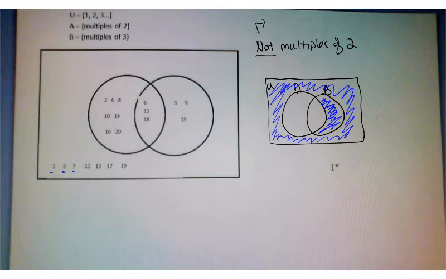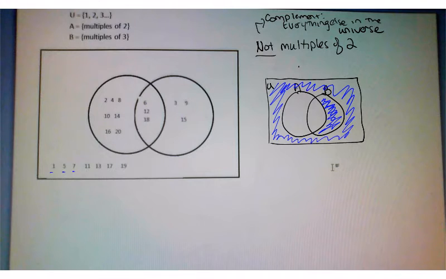Not is the key word for something we call the complement. The complement is everything else in the universe that is not whatever is in question. So in this case, everything else in the universe that is not a multiple of 2.